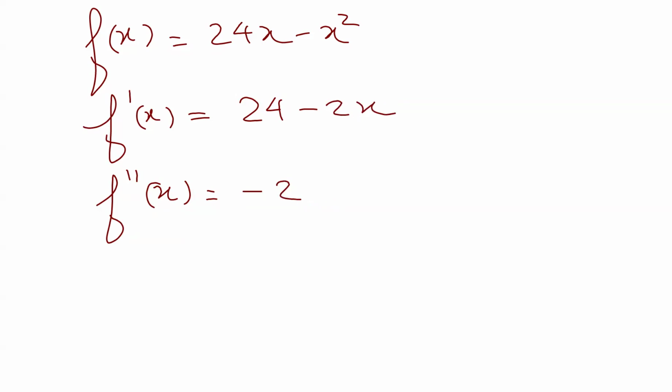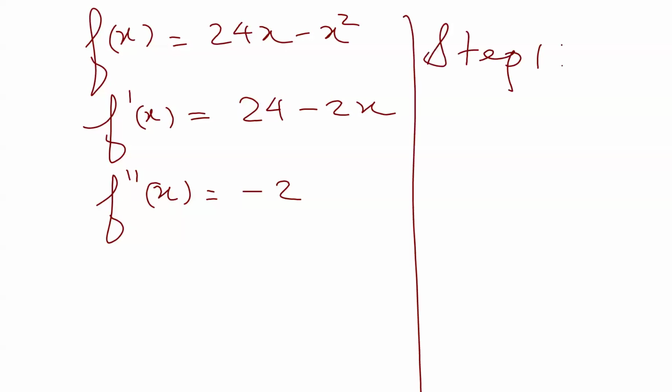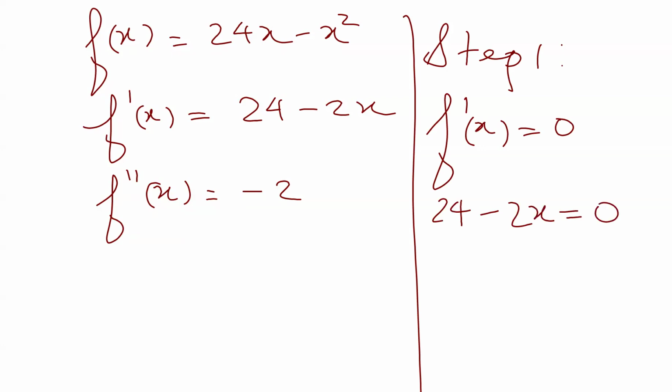Now step 1. In every maxima minima problem, we have step 1 and step 2. In step 1, we equate the first order derivative to 0. So 24 minus 2x is equal to 0. If you solve this, we get the value of x as 12. This is step 1.